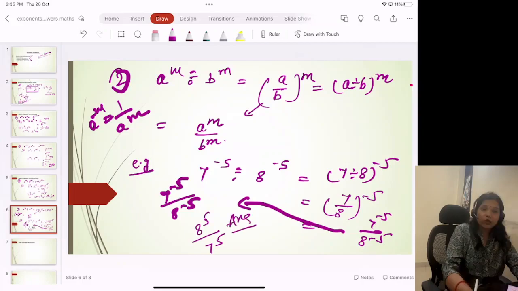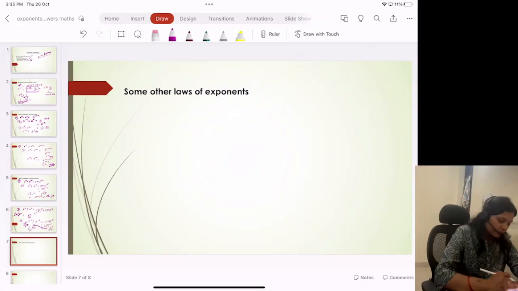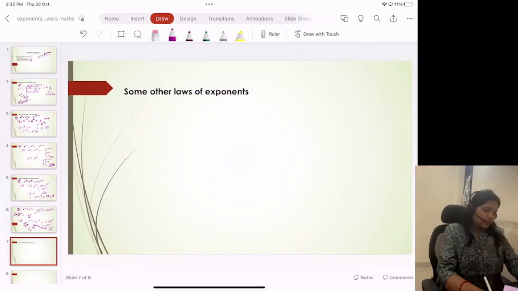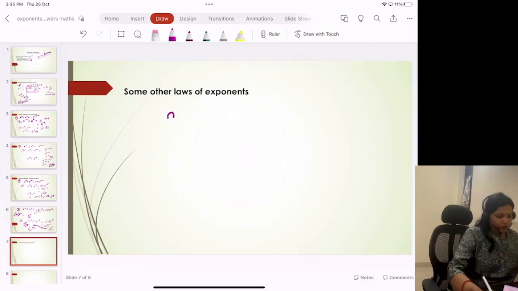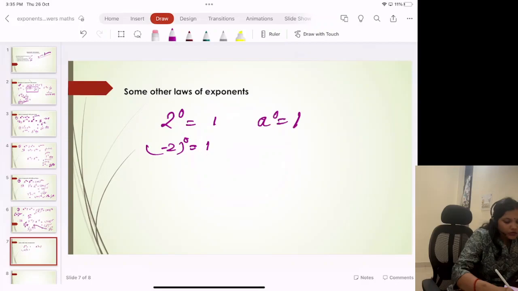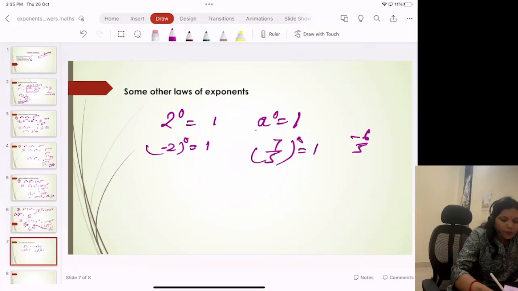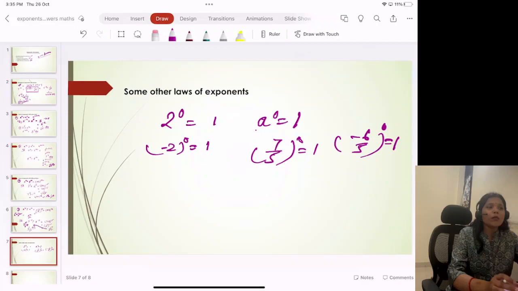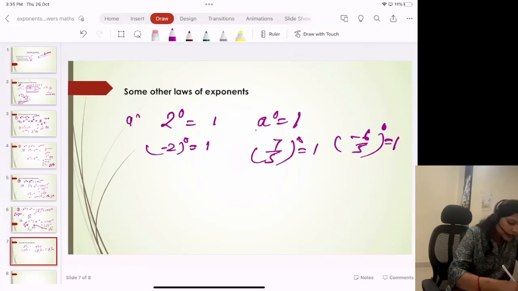Everything is clear. Okay. Now let us consider some other laws of exponents. Do you know what you mean by 2 to the power 0 or minus 2 to the power 0? 2 to the power 0 is 1, minus 2 to the power 0 is 1. It means a to the power 0 is always 1. a can be anything, suppose (7/5) to the power 0 is 1, (minus 6/5) to the power 0 is 1. So anything to the power 0 is 1. This is the first property.